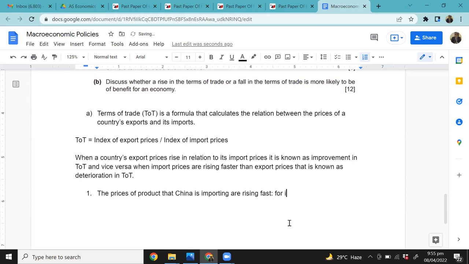For instance, the price of fuel is rising, which is an inelastic good. And so China needs to import it no matter what. Okay, now think about this. What I'm saying here is that usually, when import prices increase, consumers respond by cutting their demand.